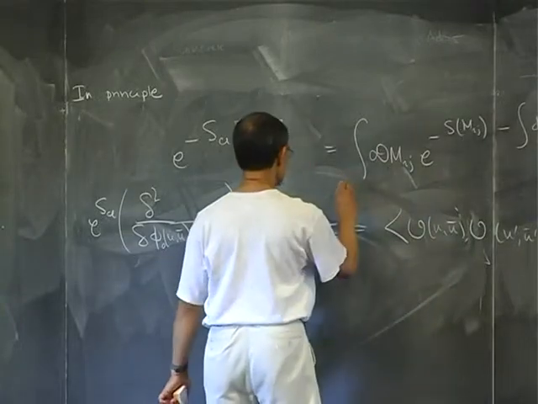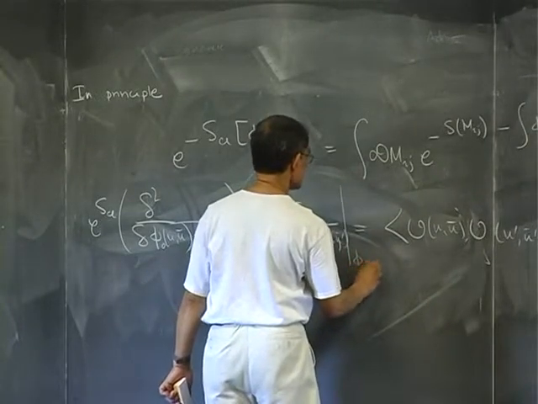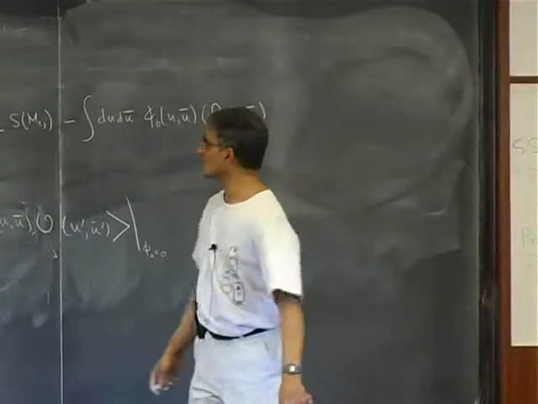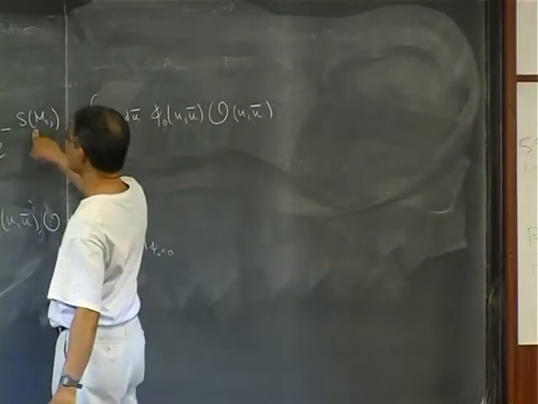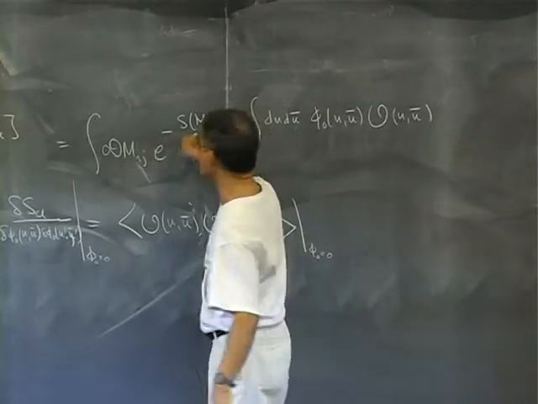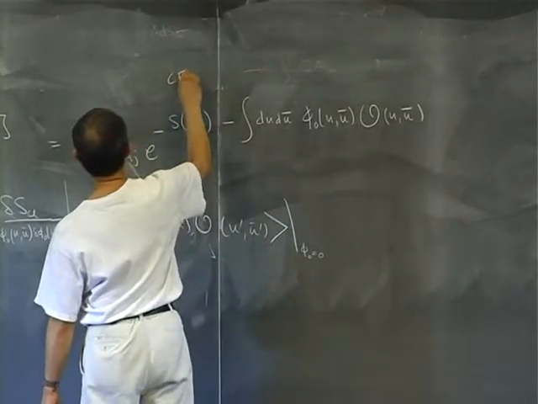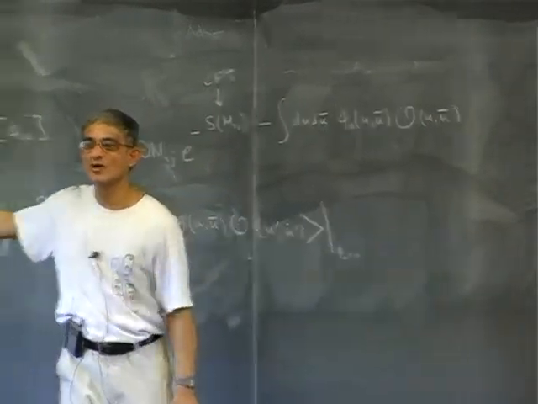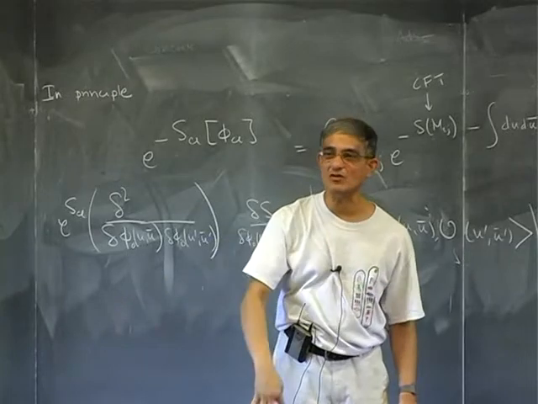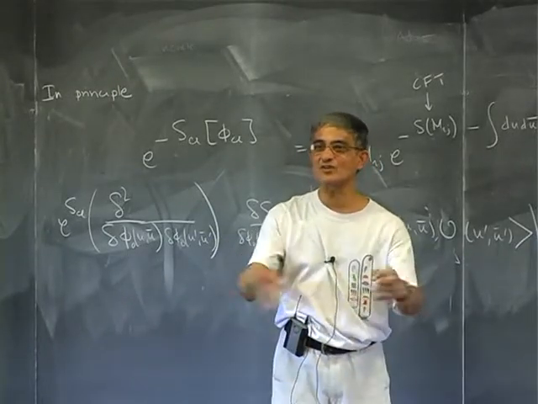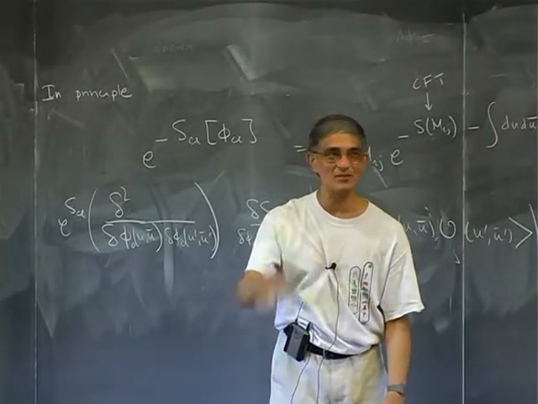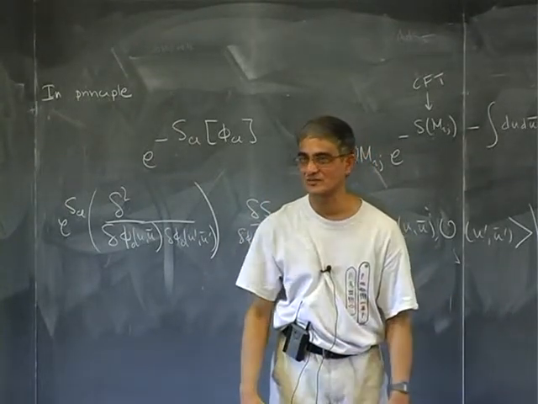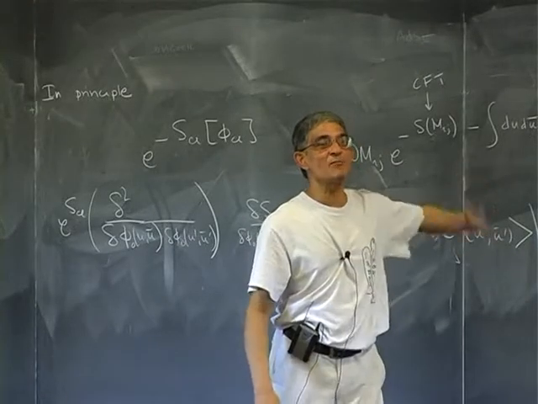If I set phi 0 equal to 0, this gives the 2-point correlation functions of the theory defined by this. And the theory defined by this has to be a conformal field theory, because on the left hand side, if the boundary conditions were non-trivial, it destroys the full conformal symmetry. So putting the boundary condition to 0 restores the conformal symmetry, so that it should be a conformal field theory. So this is the procedure.